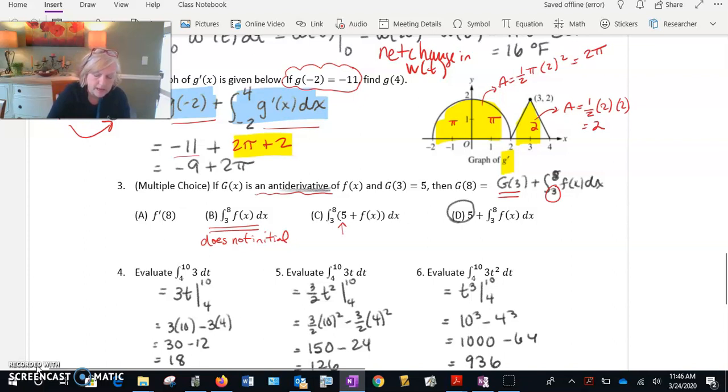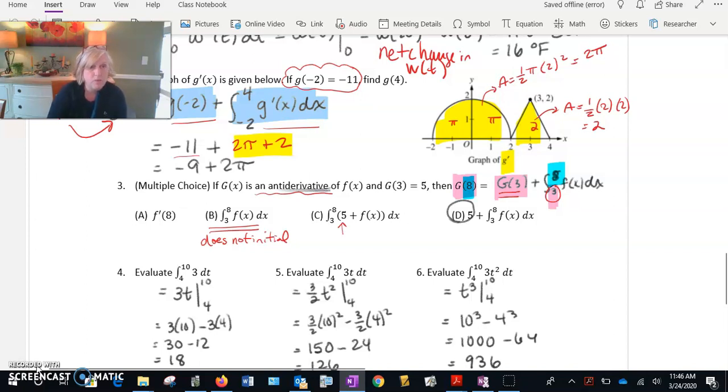What I was looking at here, when I was talking initially, is g of 8, where you are, and the initial condition. Notice that the bottom bound down here has to match where I was, because I want the net change from where I was, 3, to where I want to be, 8. So they match up whenever you're doing this. Notice the 8 and the 8 right there. They should match, and so that's why the correct answer is D.